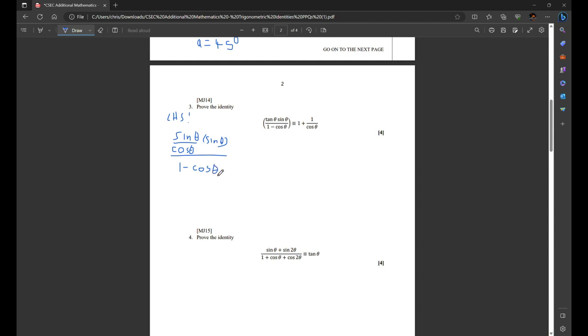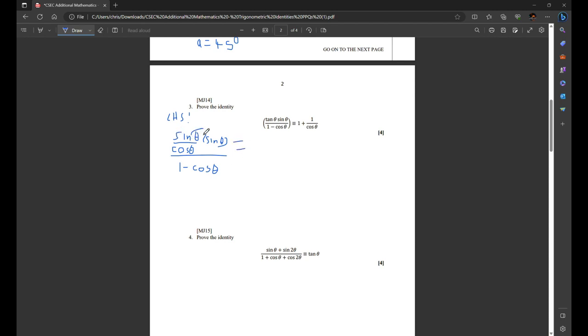Okay, so where are we going to go from here? From here, we're going to make that sine squared at the top and rewrite it as 1 minus cos squared. Actually, sorry, not cos squared, we're going to write that as 1 minus cos squared. So let's just do that now.